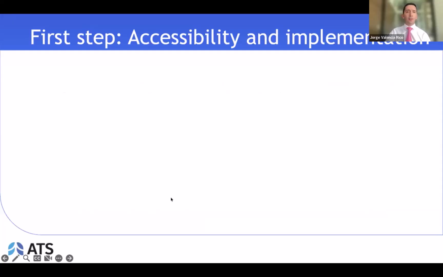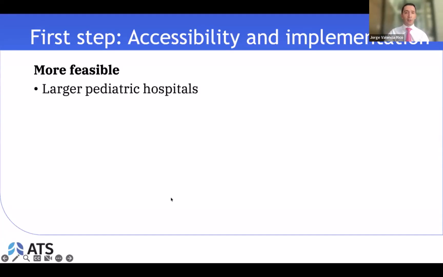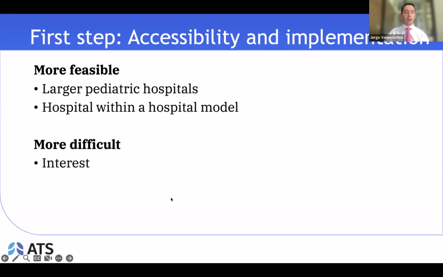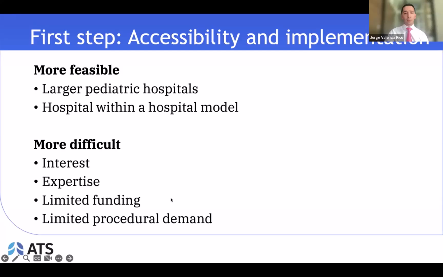So what is the first step? The programs or institutions that will have easier access to this technology are those that are larger pediatric hospitals or hospital within a hospital model. It's going to be more difficult if there's no interest among faculty and fellows, if there is a lack of expertise, if there is limited funding, or if there is limited procedural demand. But there are ways to overcome this, and I'll let the panel experts talk about it a little bit more later.